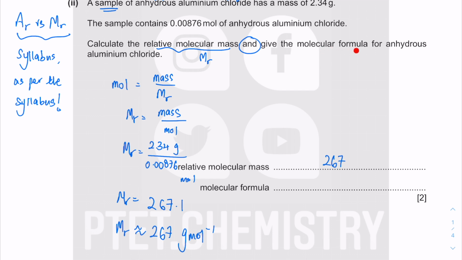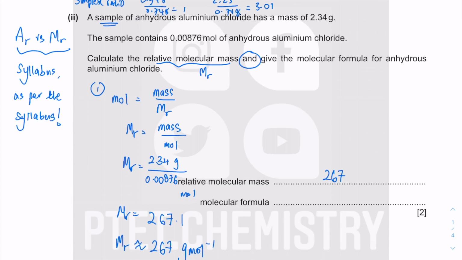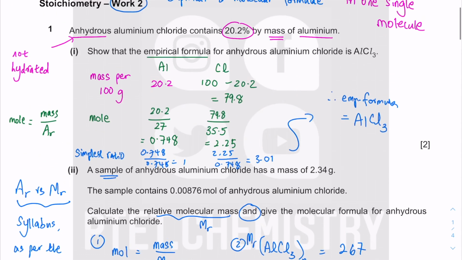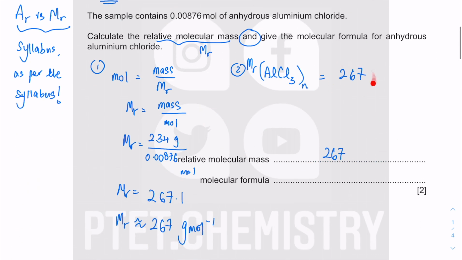Now I want the molecular formula, and I had the empirical formula. The way we found the empirical formula before, and how we find out the molecular formula, basically means how many of these simplest ratio of atoms we have. The mR of that will be the whole molecule. In one single molecule, what is the actual number of atoms? Molecular formula tells you the actual number of atoms in one single molecule. So in one single molecule, the actual number of atoms gives you the mass of 267. So there's n multiples of the empirical formula.